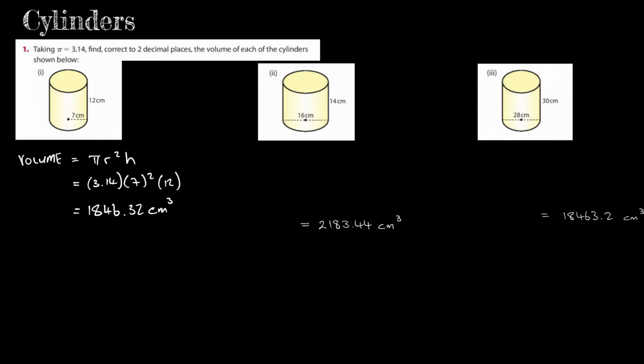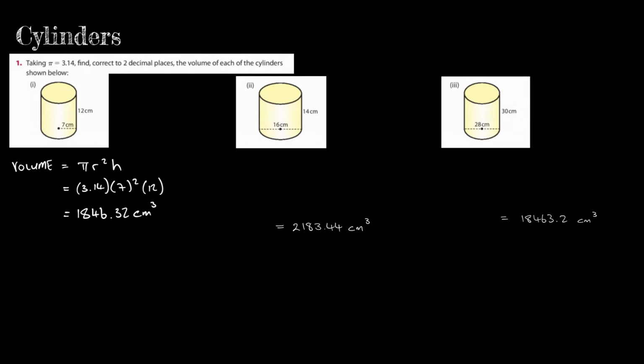I'd be expecting you to be able to do the next two by yourself. Just be careful of what you put in for your radius. Your radius in this case is not going to be 16. The radius is half the length across a circle, so the radius in this case is going to be 8. So I'll give you a second to try the next two there.